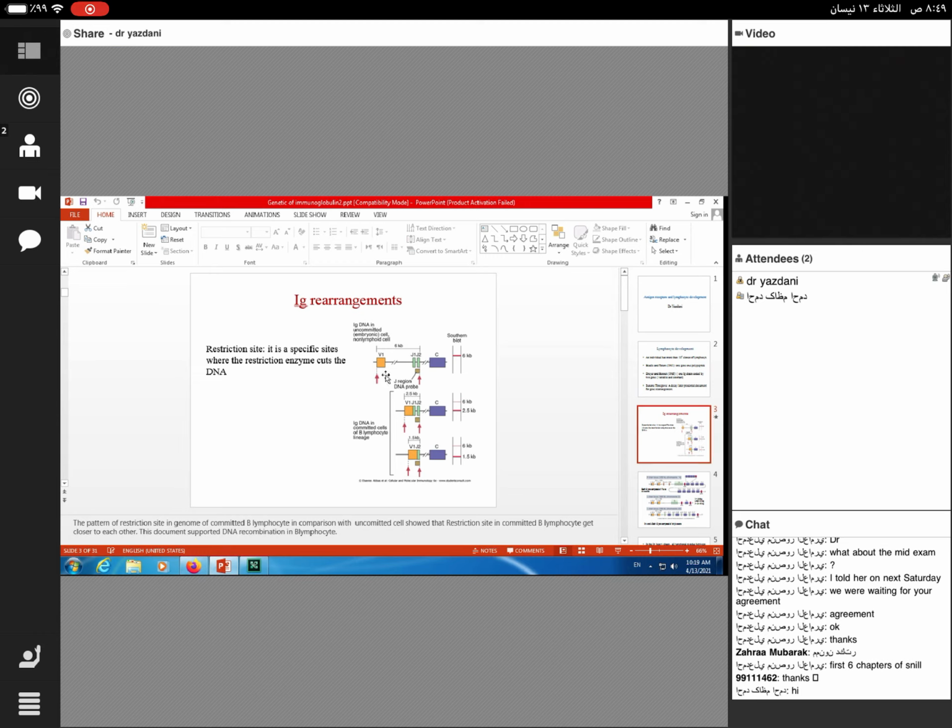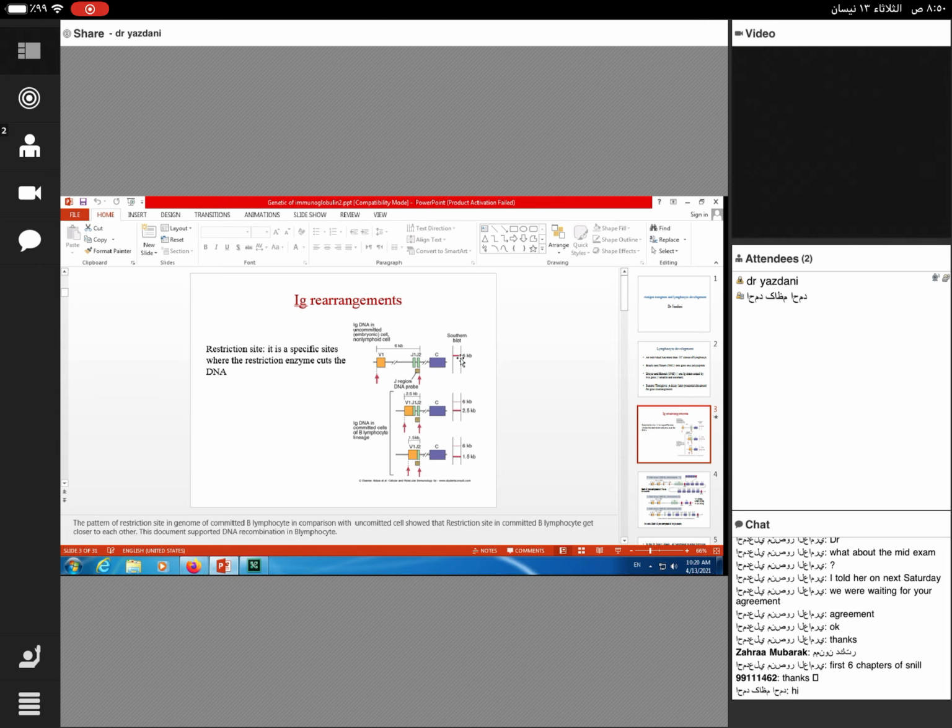The pattern of restriction sites in the genome of committed B cells, in comparison with uncommitted cells, showed that restriction sites in committed B cells get closer to each other. This supported that DNA recombination occurs in committed B lymphocytes. A restriction site is a specific site in the genome where a restriction enzyme cuts the DNA.